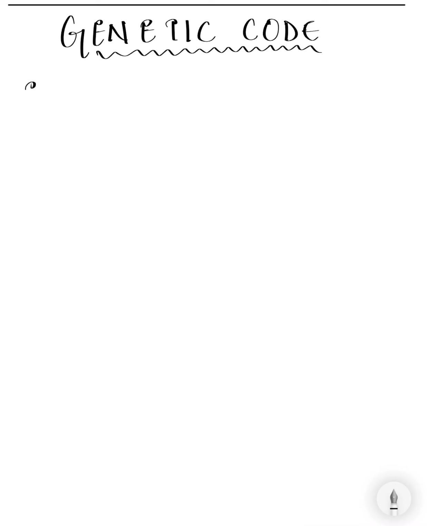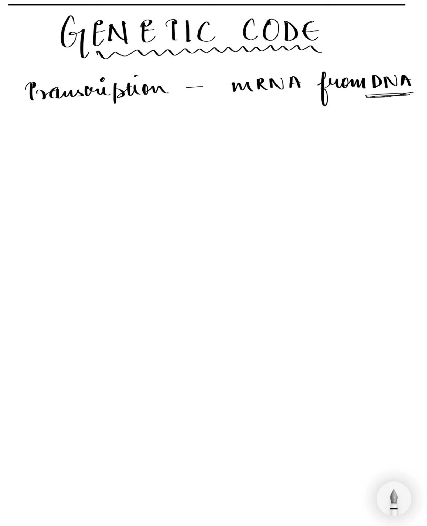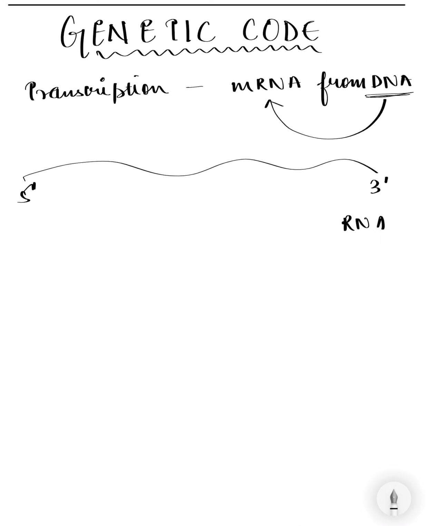First of all, in the transcription process, we make an mRNA, or the general RNA, from the DNA. The DNA information is being coded in the mRNA, right? So there is a certain sequence of nucleotides on the RNA, right? So there are certain number of sequences.